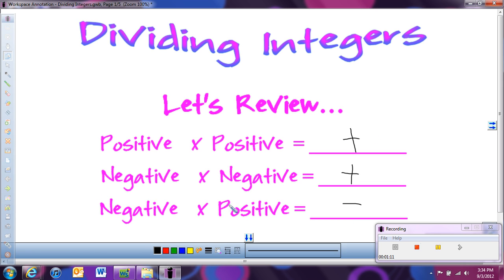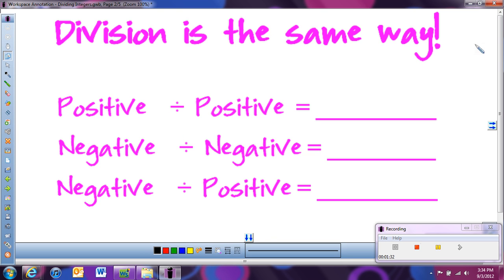Now, we're going to use the same idea for dividing integers. The same rules will apply. All we're going to do is change that multiplying sign to a division sign. So here we go. Division is the same way. A positive divided by a positive will give us a positive, same as before. 20 divided by 5 is 4. If we have two negative numbers and we're dividing them, we're going to get a positive number. Negative 20 divided by negative 5 is negative 4. And if we have one of each, one positive and one negative, we're going to end up with a negative. So as I said before, if you got multiplying integers, you're going to get dividing integers because it's the same thing. So we're going to try a couple problems.